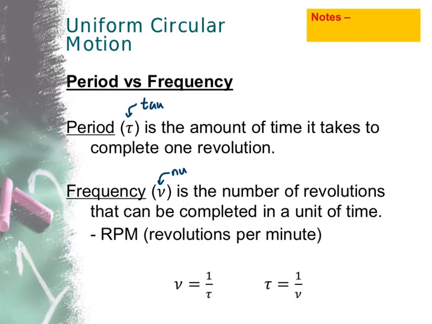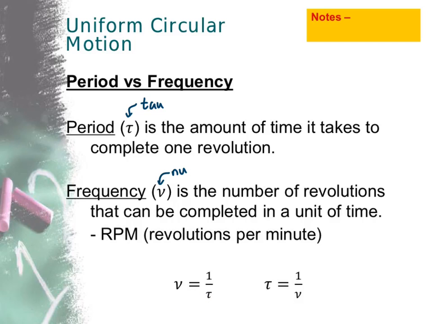Probably the most common way that you've encountered frequency is when you look at the dash in your instrument panel of your car, you'll notice something that says RPM, which stands for revolutions per minute. So that's the number of revolutions that your engine is completing in a minute. So that is a measure of frequency. Usually, though, with frequency, we want revolutions per second instead of revolutions per minute. So there's a relationship also between frequency and period.